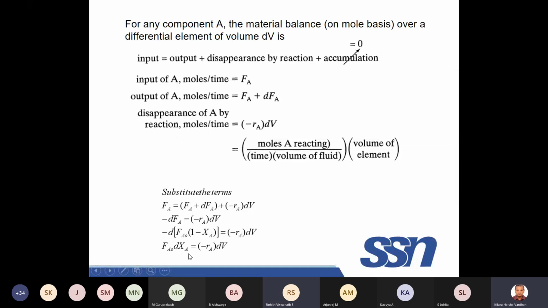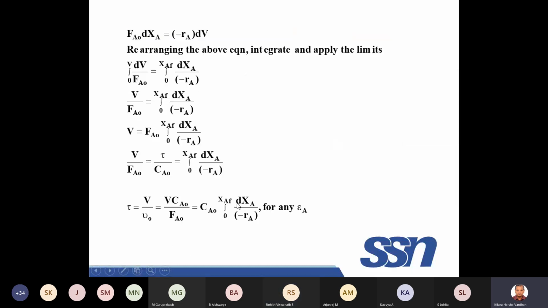So you are left with F naught dXA is minus RA into dV. I am just writing the same thing here. If you rearrange this equation, you get all the dV terms to one side and XA terms to another side. So dV by F naught is dXA by minus RA. So you get like this.